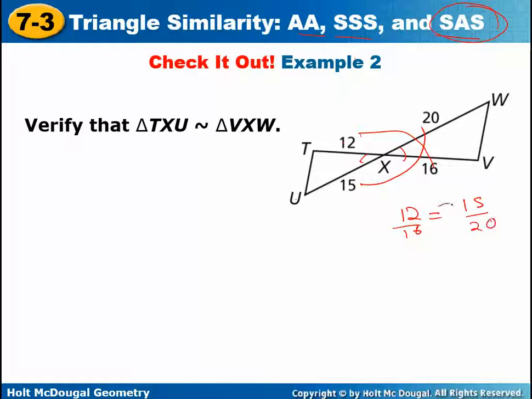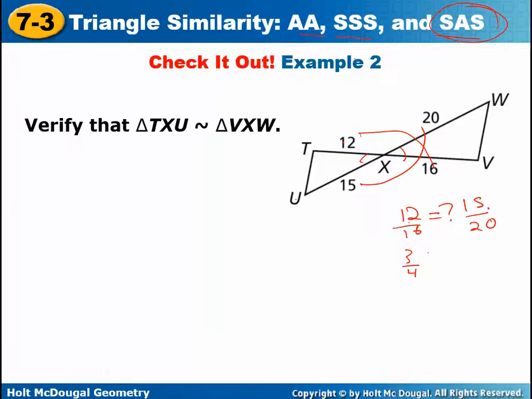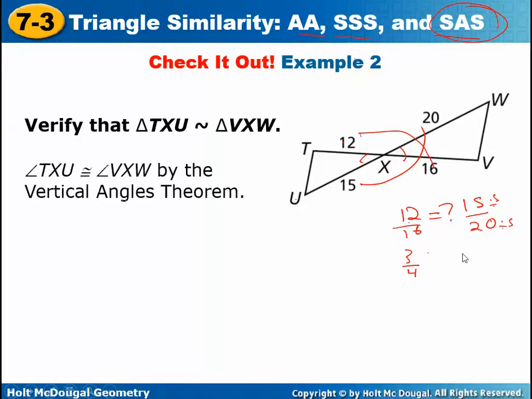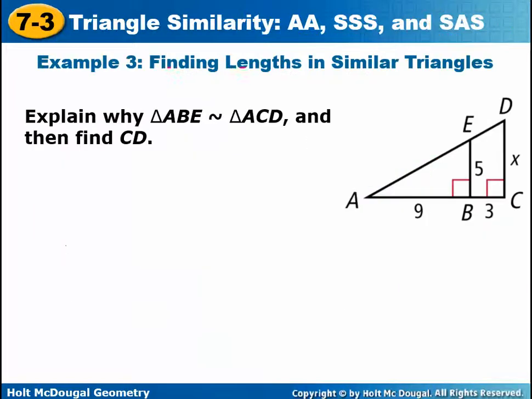We want to see if these simplify to the same ratio. So if you simplify 12 over 16, divide them both by 4, you would get 3/4. Divide by 4, divide by 4. If you simplify this one, you would divide them both by 5. You're also going to get 3/4. So we've got an angle, we've got two sides. They both simplify to the same similarity ratio. So therefore, by the SAS similarity theorem, these two triangles are similar. Triangle TXU is similar to triangle VXW.